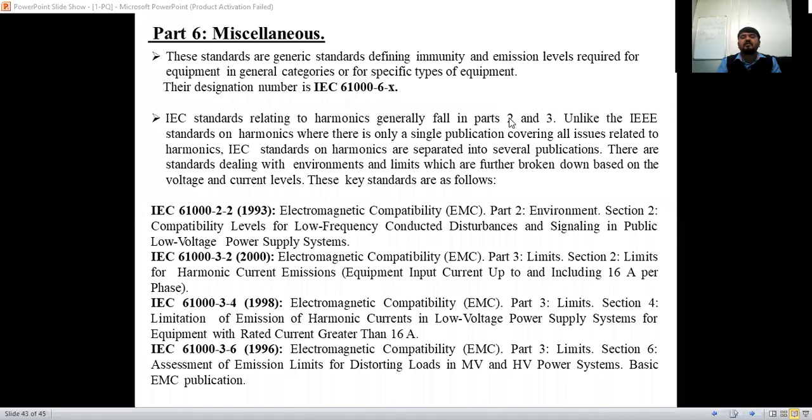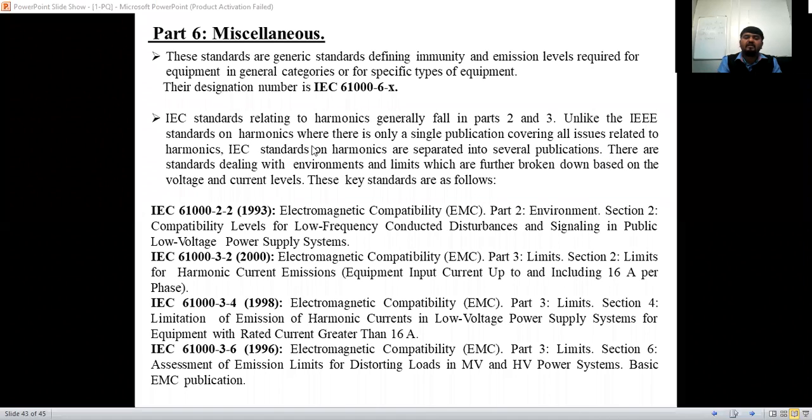Next one, IEC standards relating to harmonics. Actually, the harmonics part is in the second unit, so you will understand it there. IEC standards relating to harmonics generally fall in part 2 and part 3. Part 2 is environment and part 3 is limits. So harmonics fall in environment as well as limits.